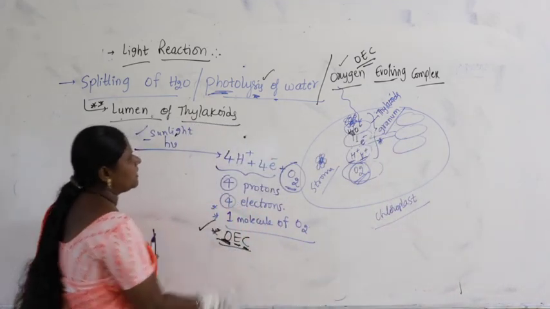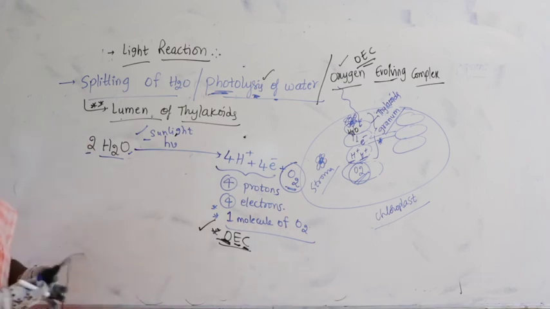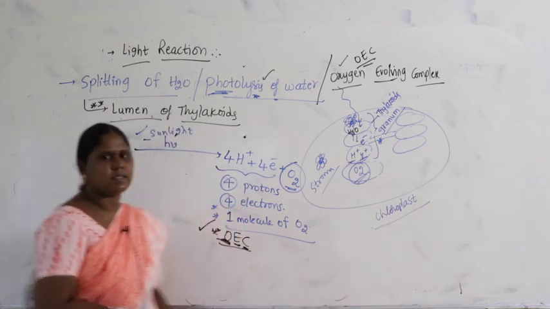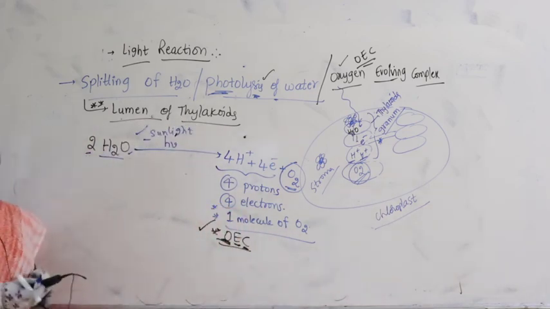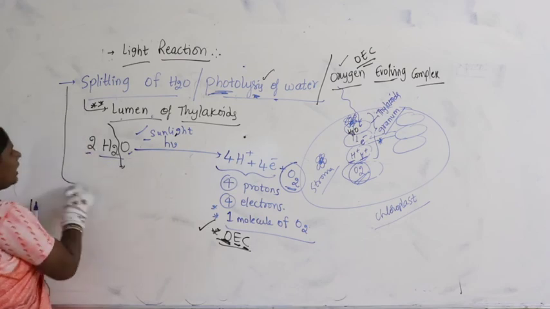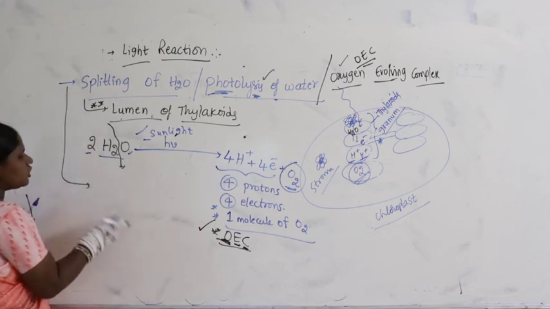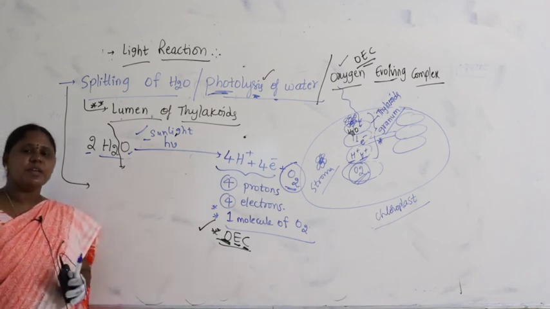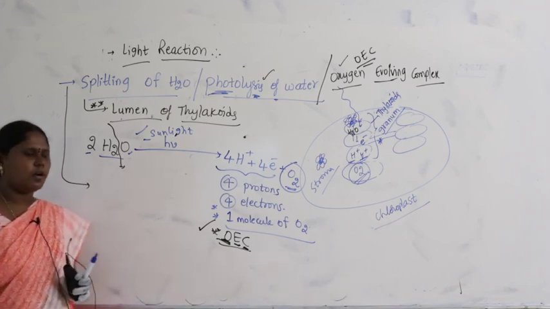Oxygen evolving complex. I hope you will remember, right? Photolysis of water itself is called oxygen evolving complex. Then how is there a breaking of water here? Now breaking or splitting of water occurs with the help of which minerals? Now we completed mineral nutrition. Which minerals are involved in splitting of water?